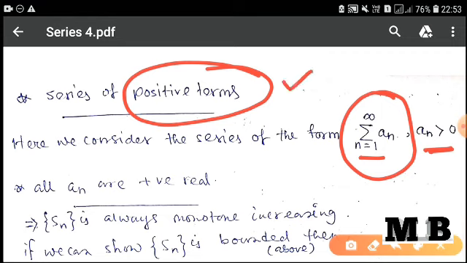Whenever we have a series of positive terms, then obviously our S_n, that is the nth partial sum sequence, is always going to be monotonic increasing. In the case of a positive term series, the nth partial sum sequence is always monotonic increasing.